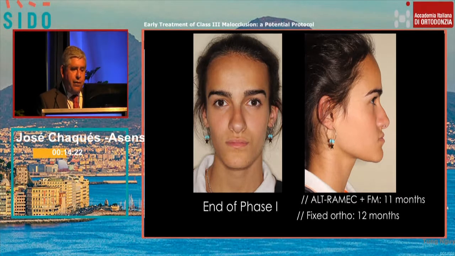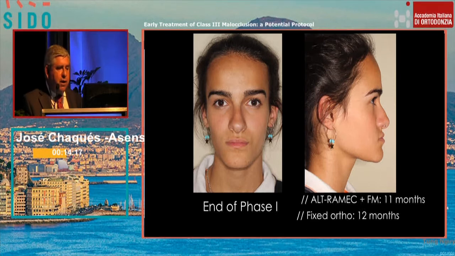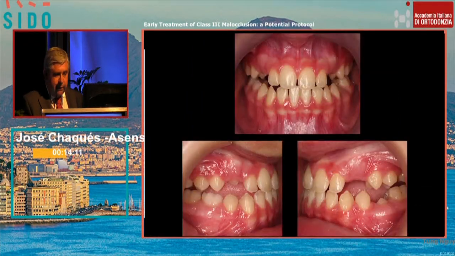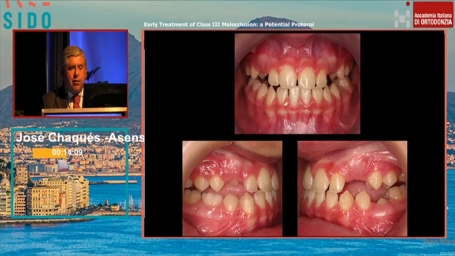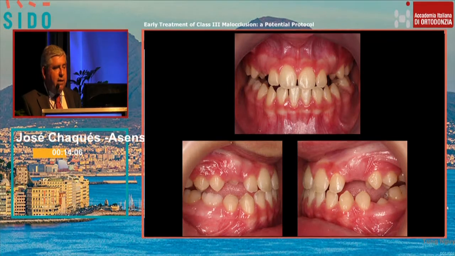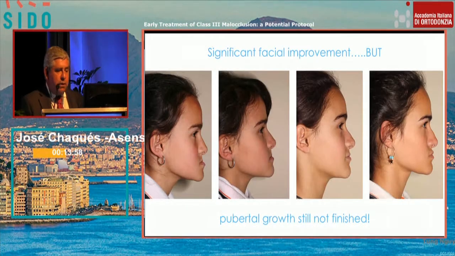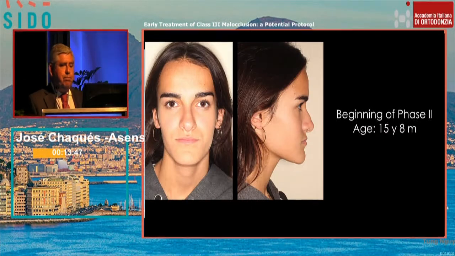So, at the end of phase 1, Alramec 11 months, fixed ortho for another almost a year, so it was almost 2 years of treatment altogether. And now we have positive overbite and overjet, and class 3 is now 2-3 millimeters. We began with almost 11 millimeters of class 3, and the exchange is going. We can take a look at the facial difference in the evolution of the case, but pubertal growth was not finished yet. So I waited until growth was over, and then we go to 15 years, 8 months.